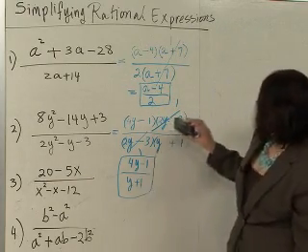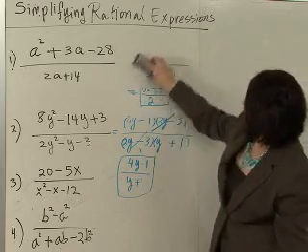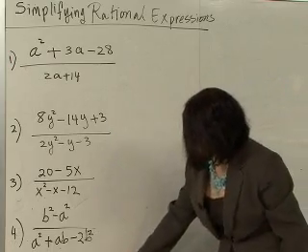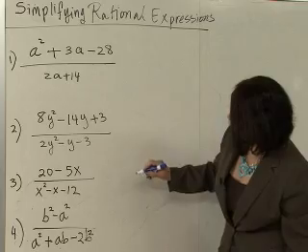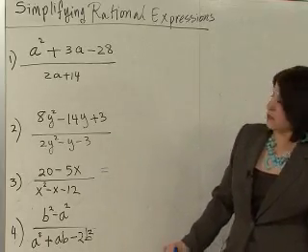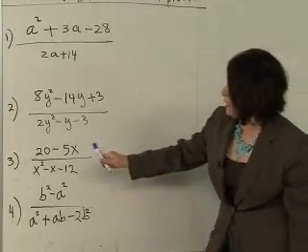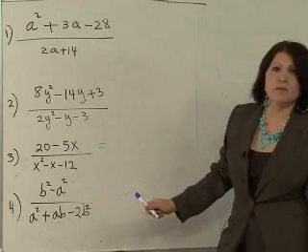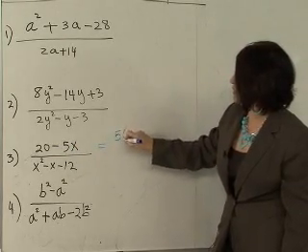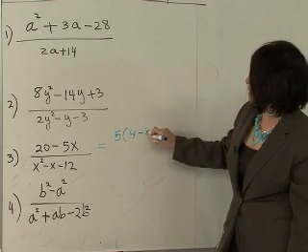I'm going to erase this part and do those 2 problems here on top. Okay, so number 3, 20 minus 5x. What I can do, it's a binomial, but I have to remember to pull a common factor out. So I see 5 is a common factor, so when I pull the 5 out, I have 4 minus x.